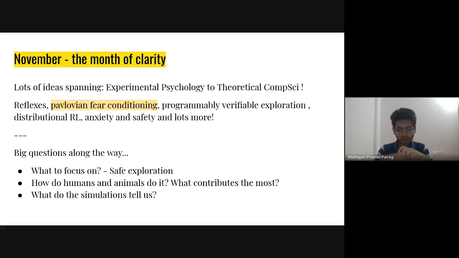Reflex actions are fast enough. You know that they are quite fast, but they are quite primitive as well. And Pavlovian fear conditioning, also reflexes are innate. So I did try a few things with the reflexes too, and tried to relate it with verifiable exploration, but that too ended in another dead end. We might revisit those things later on.